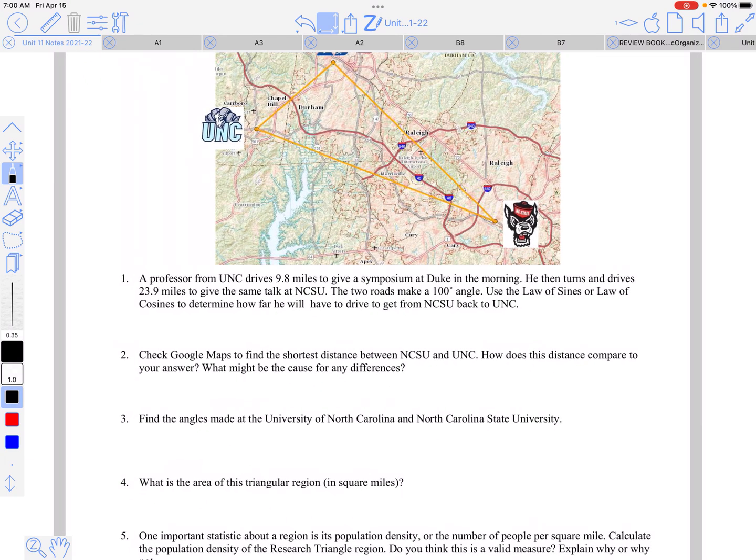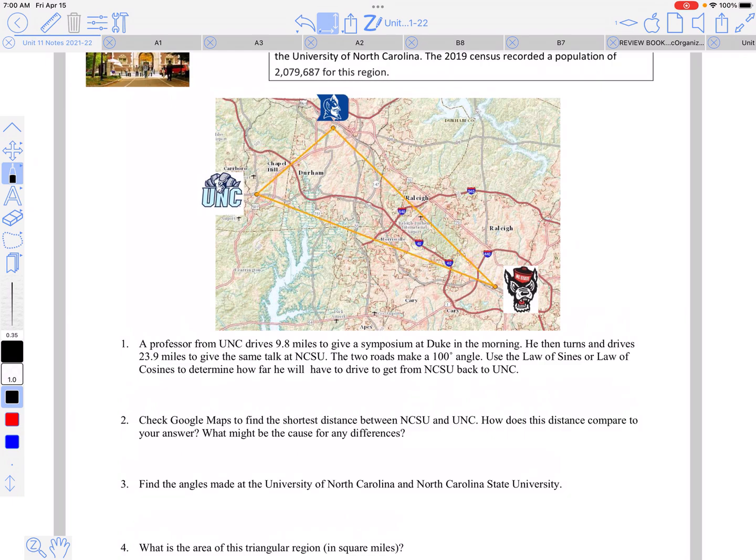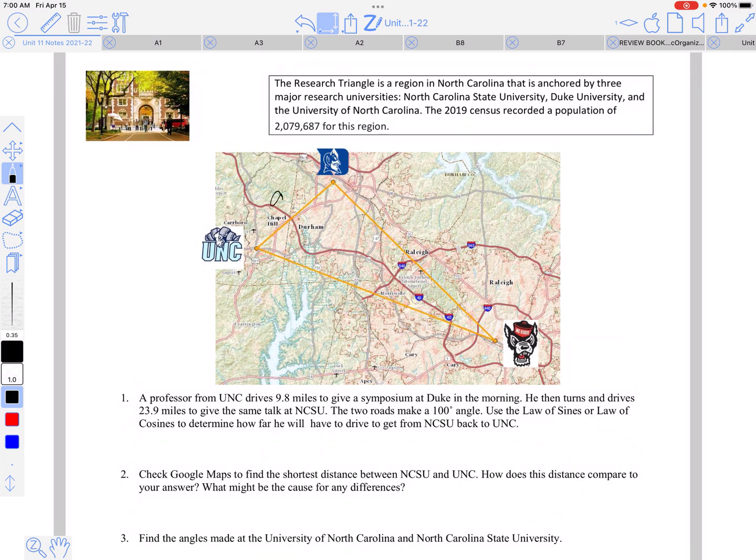So number 1, if you look at it, the professor from UNC drives 9.8 miles to Duke. So hopefully you labeled that 9.8. He then turns and drives 23.9 miles to give the same talk at North Carolina State University. So that's 23.9 miles there. Two roads make a 100-degree angle. So here we have side, angle, side. Use the law of sines or law of cosines to determine how far he will have to drive to get from NCSU back to UNC.